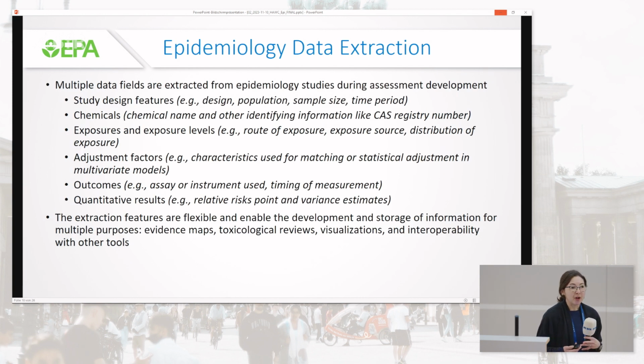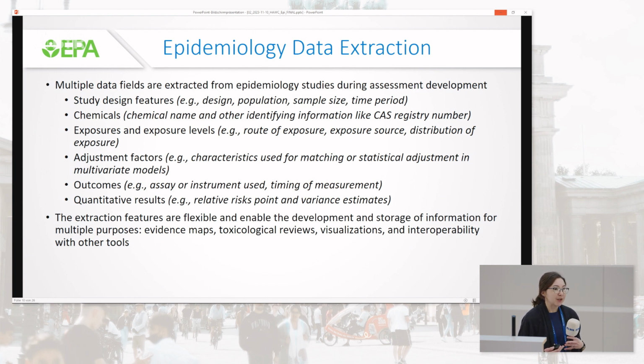So specifically for epidemiology data, at different points in the assessment, when we're doing the literature inventory to see what data we have, when we are looking at study evaluation, when we're extracting quantitative results, we need different data extraction components. So things like study design features, identifying information for the chemicals that are evaluated in that study, the exposure context, so the route of exposure, exposure source, distribution of exposure in the population, what are the potential confounders or effect modifiers that were considered in the study, what are the specific outcomes that are being looked at, and then the quantitative results, so relative risks and variance estimates.